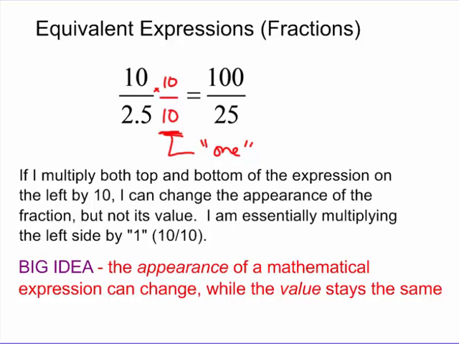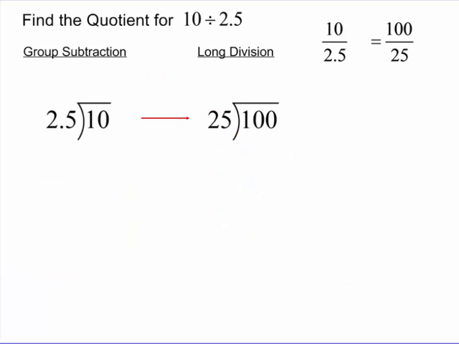And this is a big idea in math, a huge idea. We can actually change the appearance of a mathematical expression, but not change its value. And I've got that highlighted down here. We use that a lot in fractions. So the appearance of a mathematical expression can change while the value stays the same. So if you look at the left-hand side and the right-hand side of this expression up here, if we were actually to do the division, say on a calculator, we would find we get 4 and 4 as the result on both sides, even though the left-hand side and the right-hand side look different. So let's keep that in mind as we take a look at the next few examples.